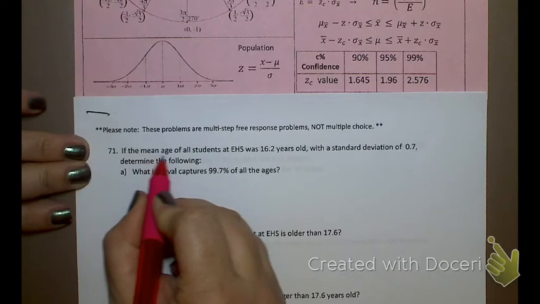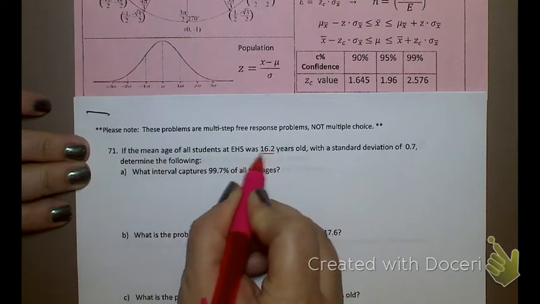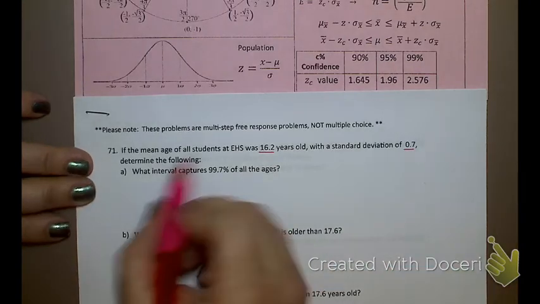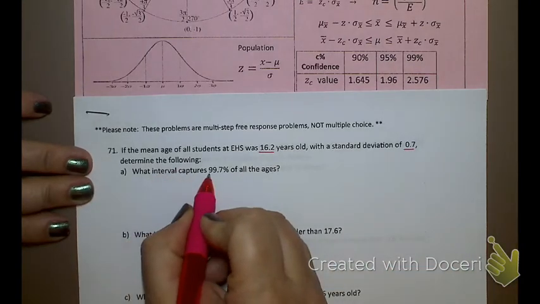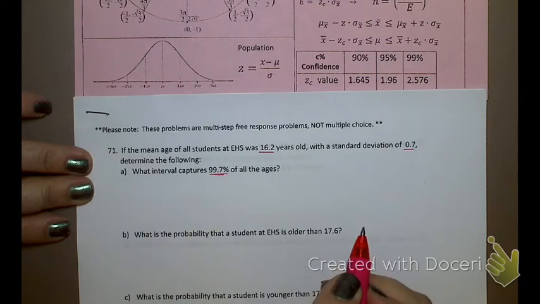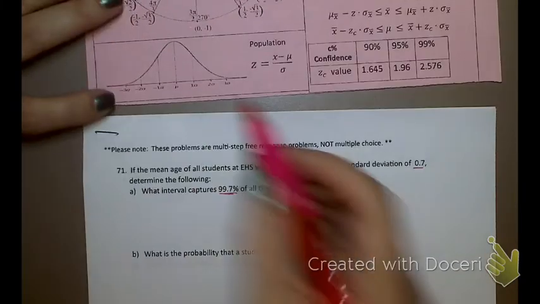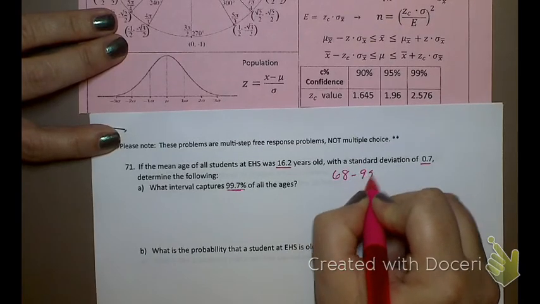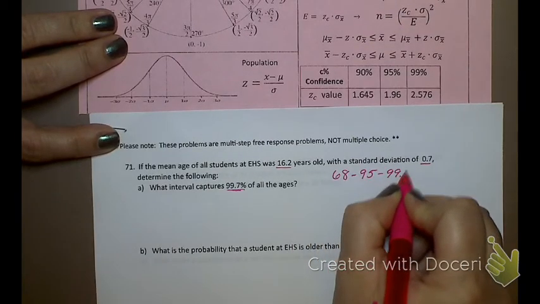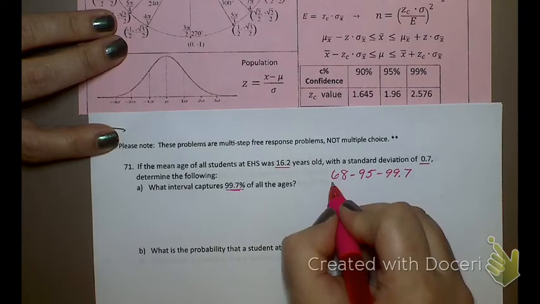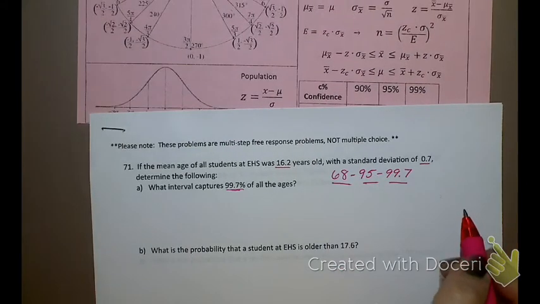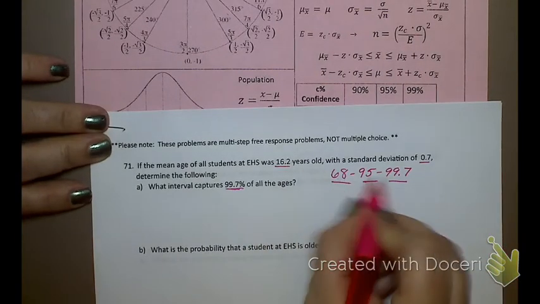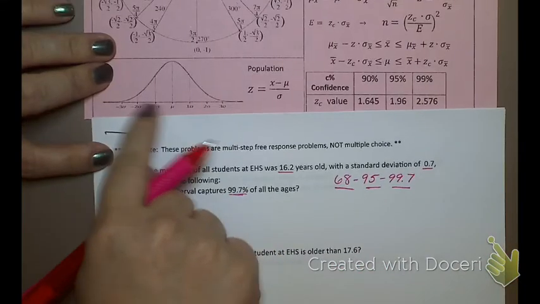If the mean age of all students at EHS was 16.2 years old with a standard deviation of 0.7, determine the following. What interval captures 99.7% of all ages? Now remember, our bell curve is based off of the 68, 95, 99.7 rule. So if they give you any of these numbers, okay? Whenever you see one of these three rules, you're using your straight bell curve right there.